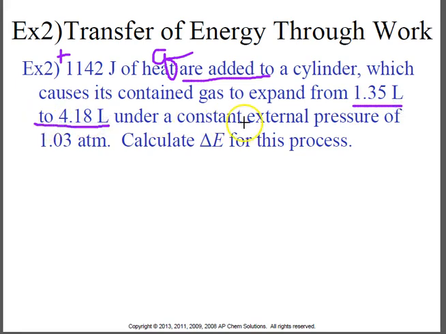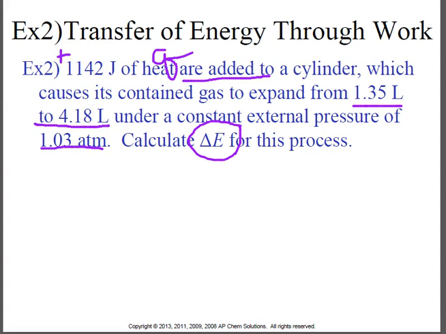Calculate delta E. Now we know that delta E is Q plus W, and Q is given to us, but we need to figure out what W was for this process. If the volume got bigger, which it did here, what should our sign on W be? It goes from 1.35 to 4.18. That means that the system, the gases in the system are expanding, so they're doing the work. So the sign on work should be negative. So let's work through this.